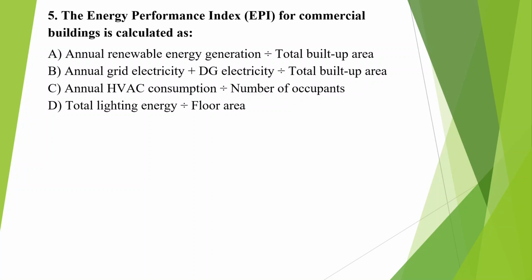So EPI is a very important performance indicator when you're comparing or benchmarking one building with another. How is EPI for commercial buildings calculated? This was well explained with the help of one equation. So what should be the accurate formula for calculating this EPI?